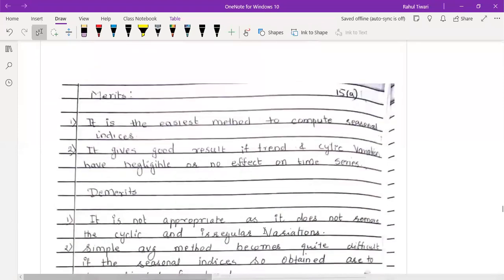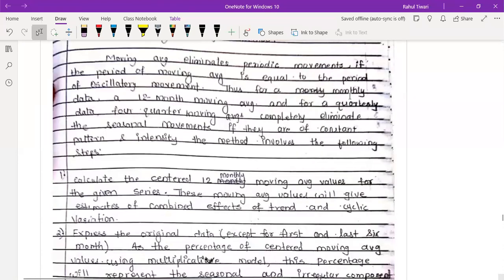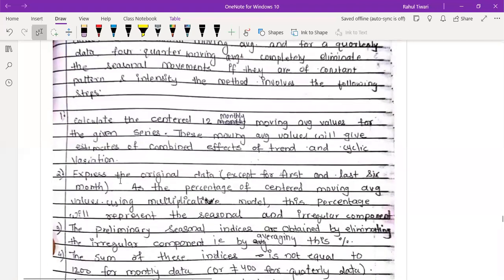In some of the cases I have explained, when we have monthly data, then it is 12 months. If it is quarterly data, it is 4 quarters. So what does the method say here? Calculate the 12 centered moving average values for the given time series.